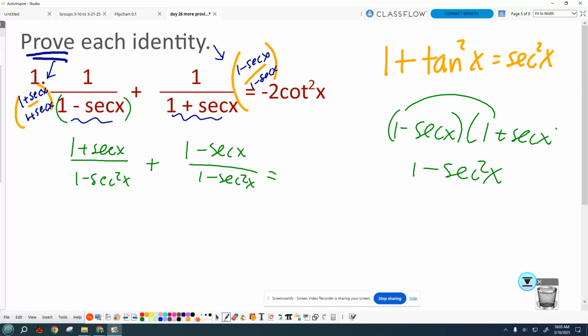So Polly, looking up here, does it have a common denominator? Do the fractions have the same bottom? They do, so what can I do? How do they get put together? So it's 1 plus secant plus 1 minus secant all over 1 minus secant squared. Okay? Cool.